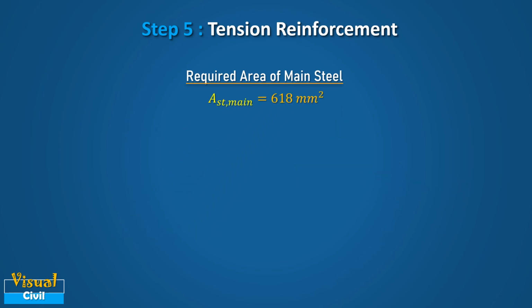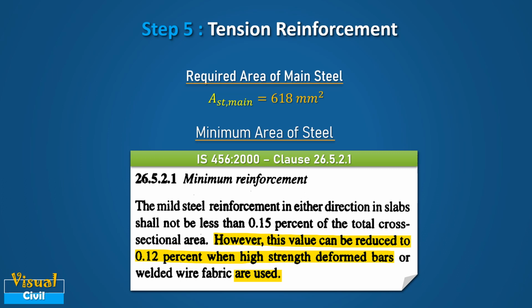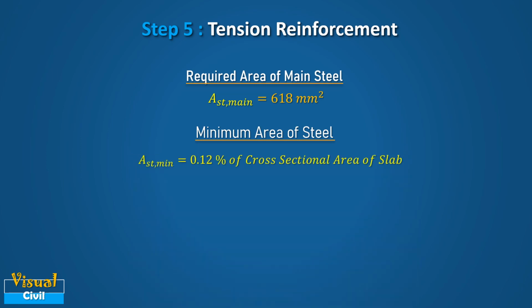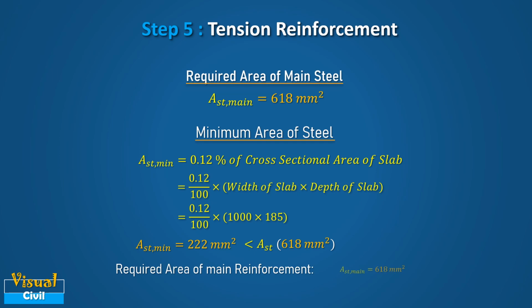Now, let us check the minimum area of steel required as per IS code. As per clause 26.5.2.1 of IS 456, the minimum area of steel required for Fe415 steel is 0.12% of the cross-sectional area of the slab. After computation, we get the minimum area of steel in the slab equal to 222 mm squared, which is less than the required area of steel. Hence, the required area of steel on the tension side is equal to 618 mm squared.